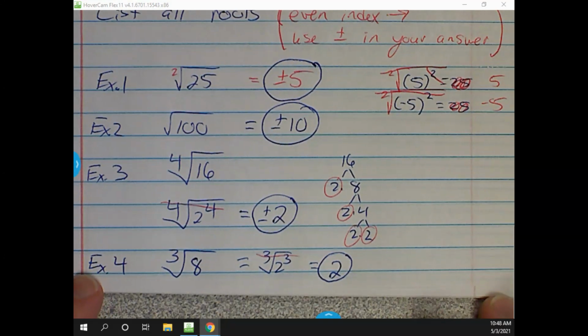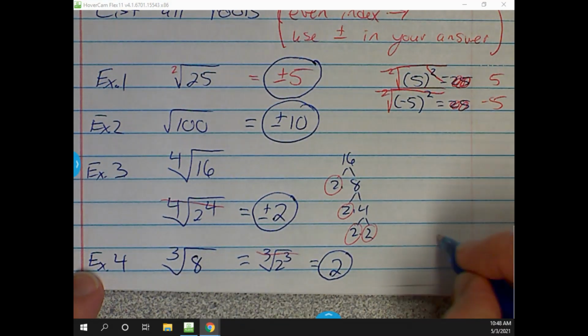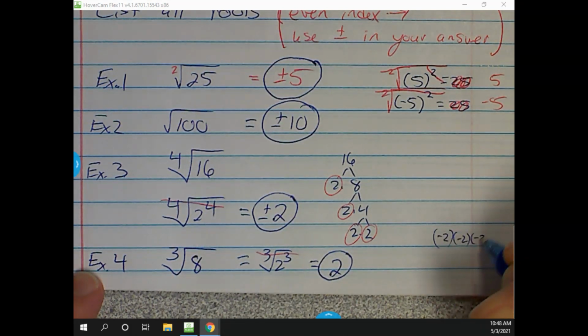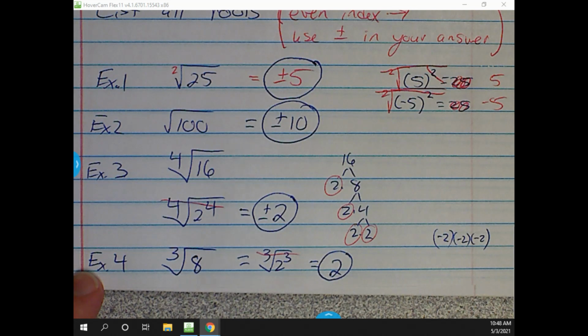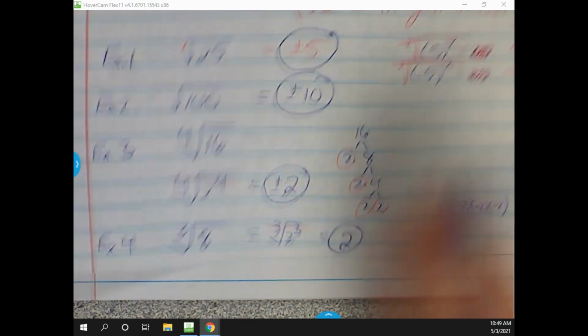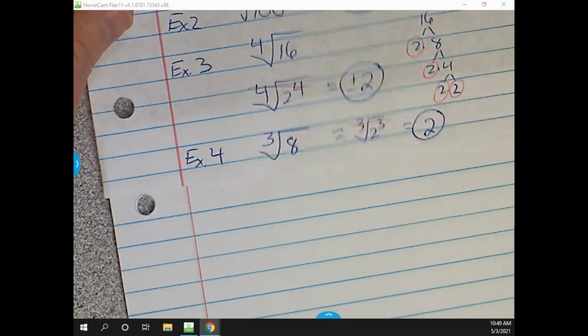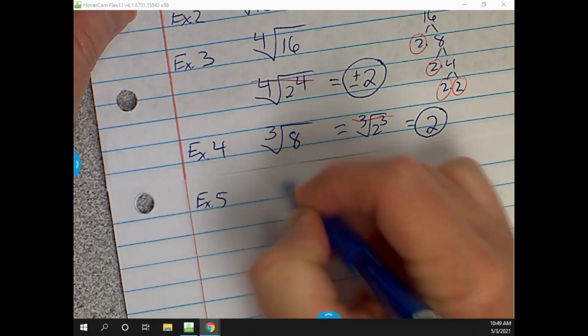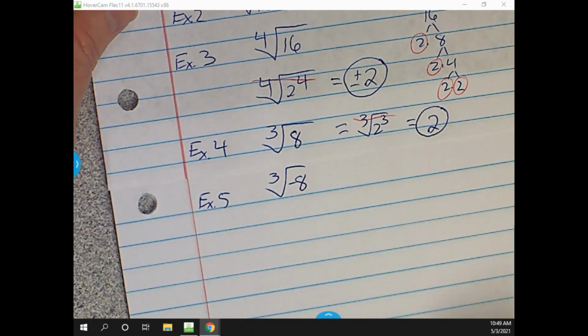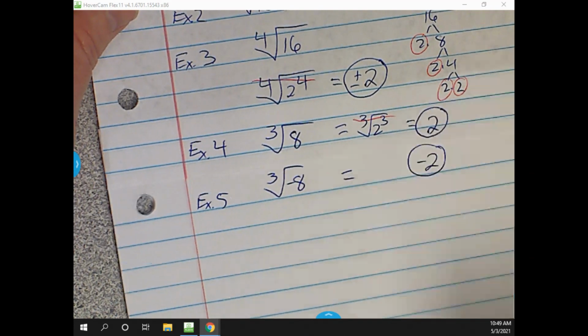All right, and you do not have to worry about the plus or minus if the index is odd, because what happens if you do -2 times -2 times -2? Yeah, it's -8, right? It's not +8. So if it's an odd index here, there's only one answer. Because if you multiply 2 times 2 times 2, that'll get you 8. But if you make that negative, then that would end up being -8. So if that was the third root of -8, well, then that answer would be -2.